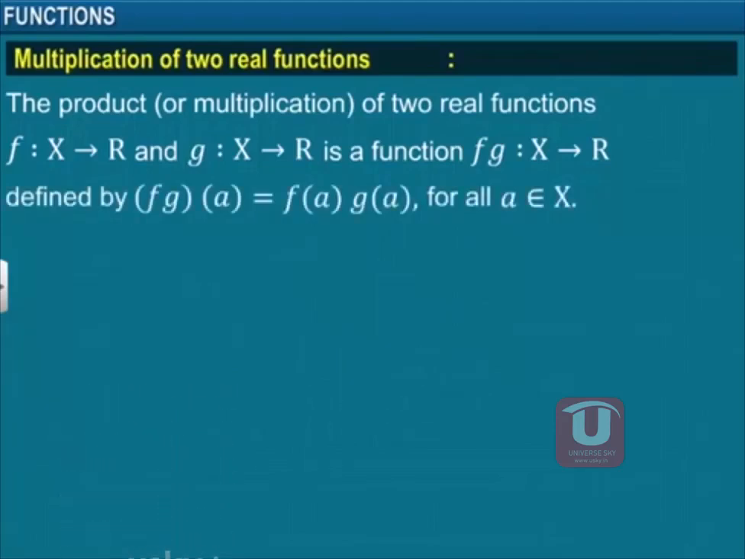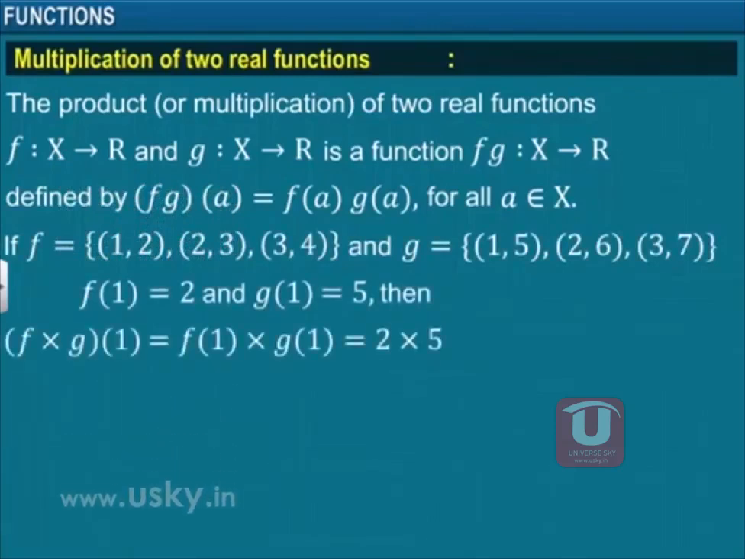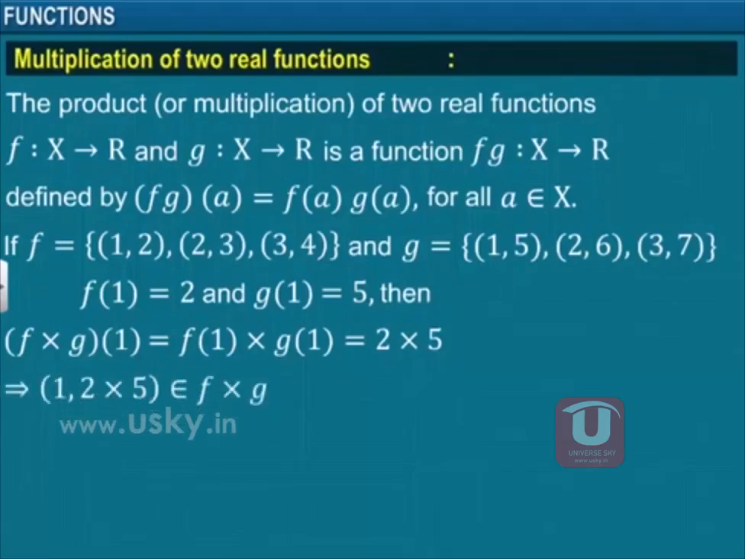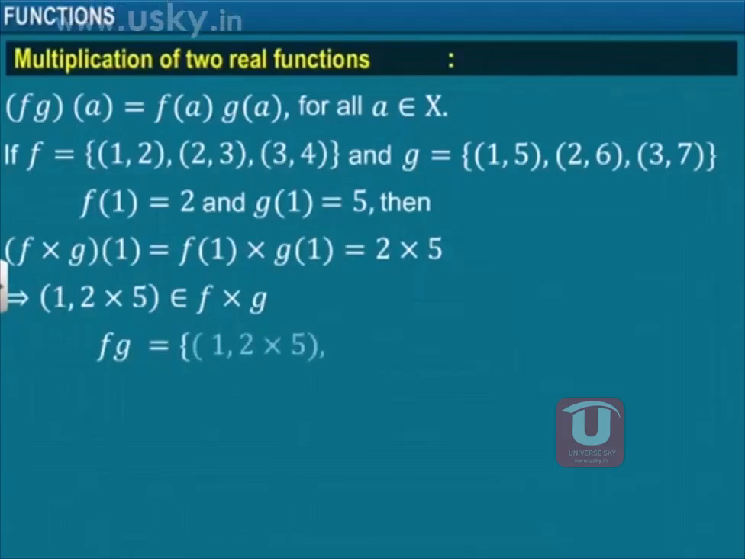Consider sets f and g. (f multiplied by g) of 1 is equal to f of 1 multiplied by g of 1. This is equal to 2 multiplied by 5. This implies the ordered pair (1, 2 multiplied by 5) belongs to function f multiplied by g. Similarly, you can get 2 more ordered pairs. Hence, set f multiplied by g has 3 ordered pairs: (1, 10), (2, 18), and (3, 28).